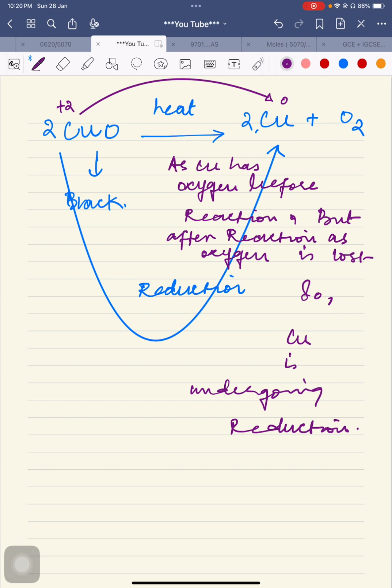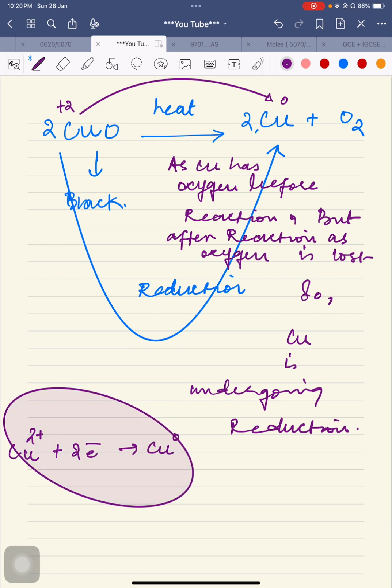So this is how the compound, the copper oxide, has broken into its components and copper's oxidation state, or you may say the charge, is decreasing. Copper had lost the 2 electrons initially, but now copper has gained the 2 electrons back. As a result, its charge is becoming zero. You may say that this equation is happening: Cu2+ plus 2 electrons converting itself into Cu0. This is the thing we are discussing here. So that's why we can say that copper is undergoing reduction, and as copper has lost oxygen, that's why it is undergoing reduction.